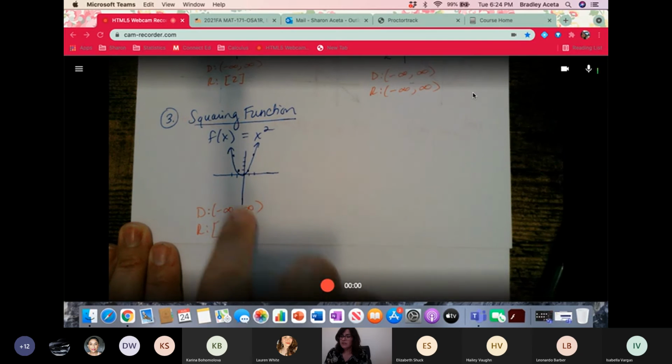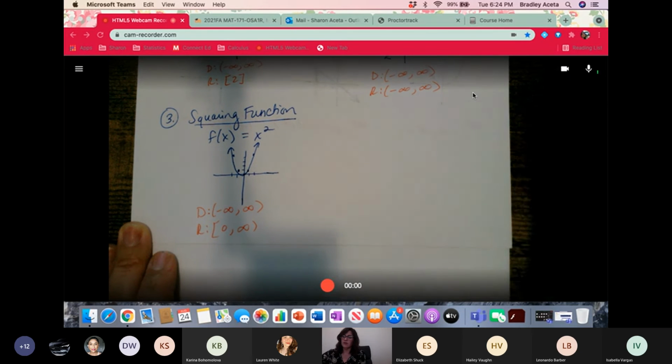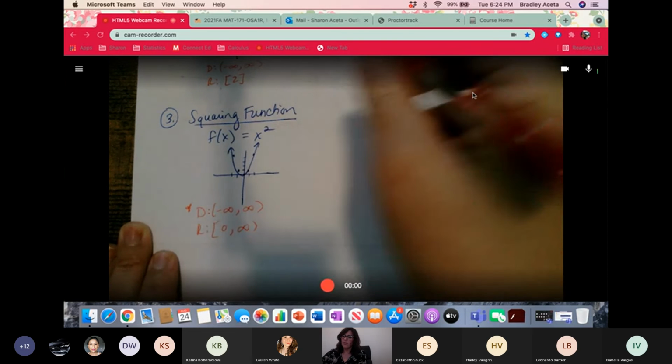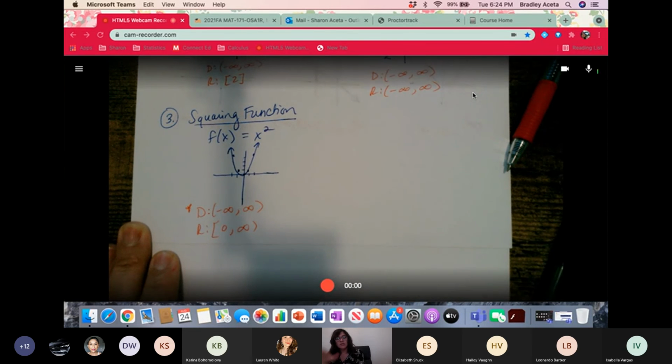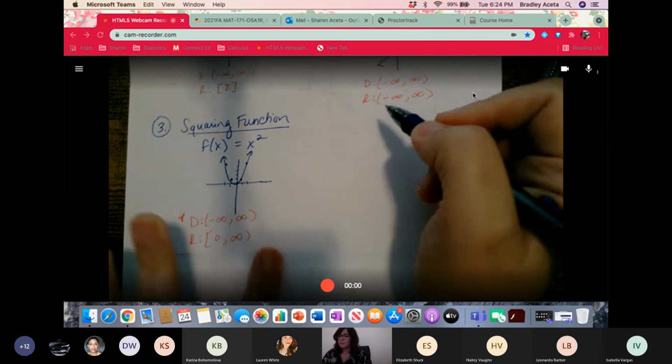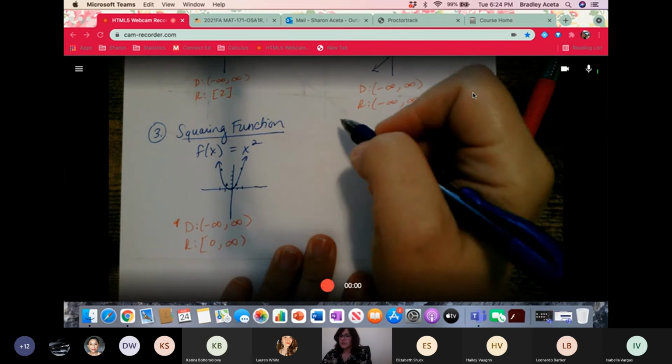And again, these domain and range are going to change slightly. Well, the range will. For a parabola, the domain will always be negative infinity to infinity. Always, always, always. But the range will change depending on where we shift it. If we shift it up or down, it's going to have a different range. But the domain would remain the same. So that's a squaring function.